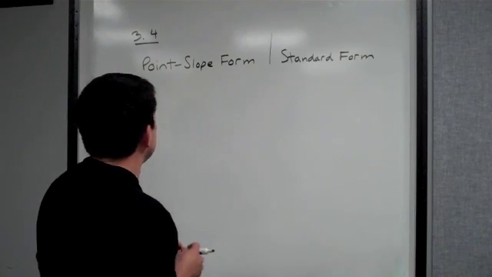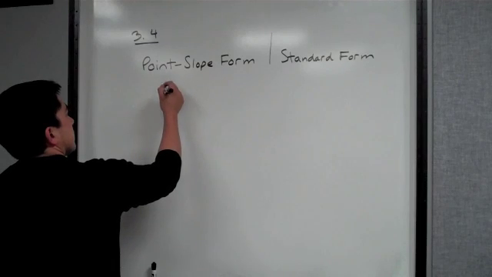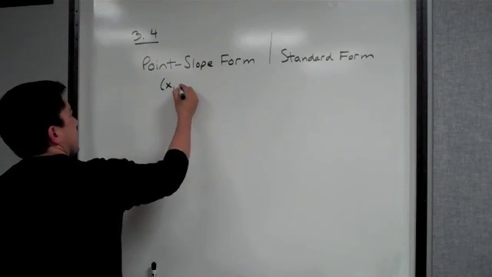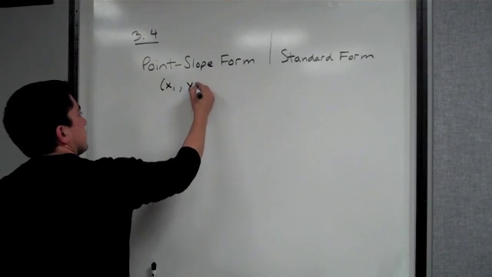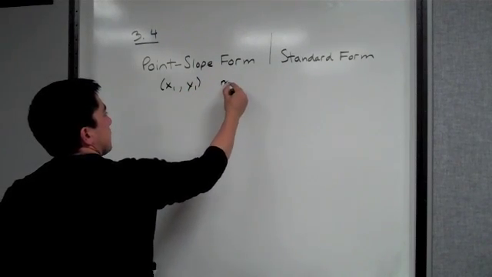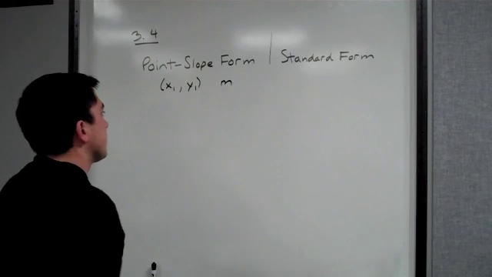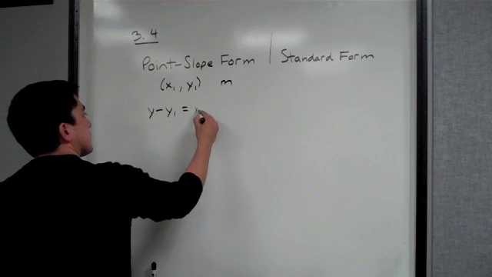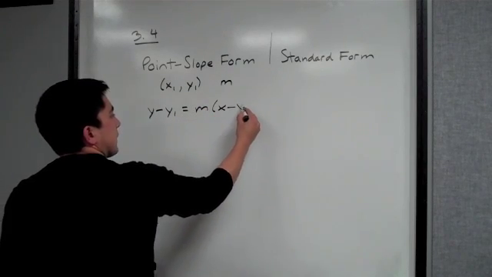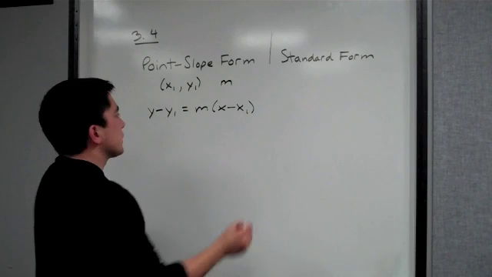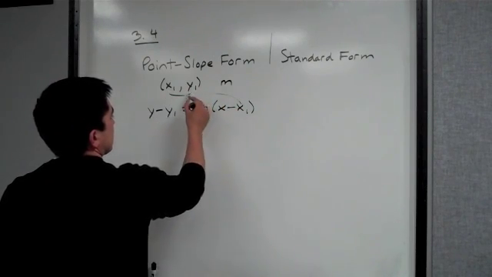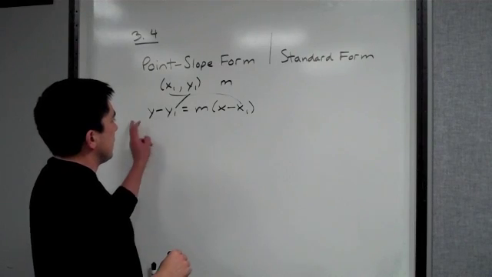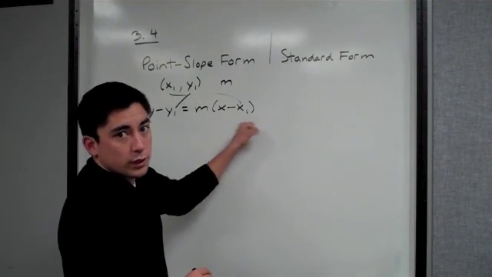Imagine that. If you're given a point, let's call that x1, y1, and you're given a slope of m, the formula for this is y minus y1 is equal to m times x minus x1. So notice your point actually goes to these locations. Not in for the x and y, but for x1, y1.